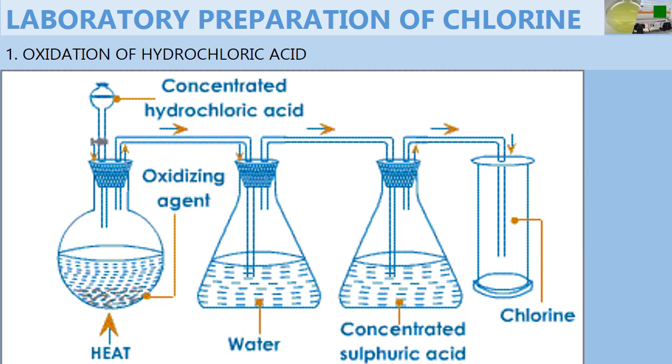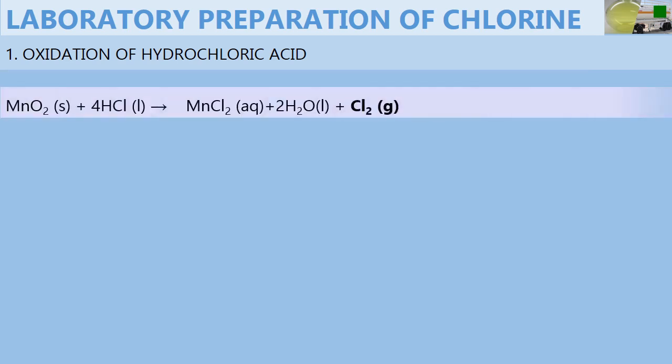Now let us look at the equations for the reactions that take place in the round bottomed flask. Now if we use manganese 4 oxide, the reaction is as follows. Manganese 4 oxide reacts with concentrated hydrochloric acid to give us manganese 2 chloride, water, and chlorine gas is liberated.